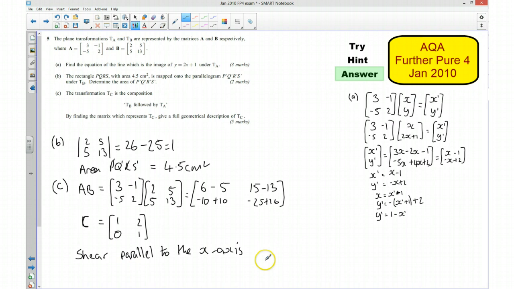So what I'm going to do is show that the point 0, 1, which is a point on the y-axis, is going to map to, and if I multiply this by 0, 1, I'm going to get 2, 1. Okay, so that gives us a full geometrical description of our transformation matrix C.